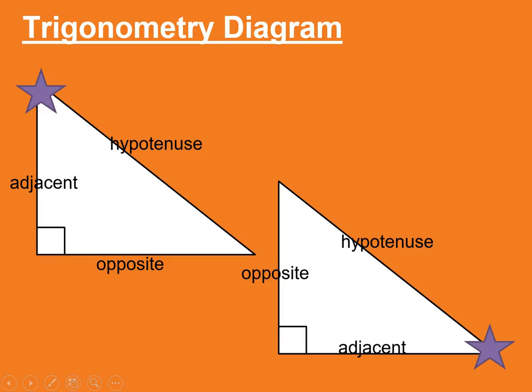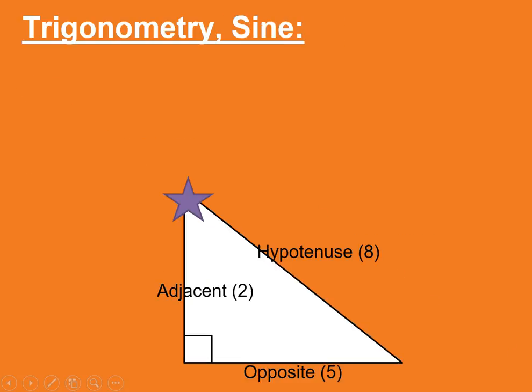So if we're doing this angle right here, this is going to be our adjacent side. Hypotenuse is obviously across from the right angle, and the opposite is across from the angle. If we're evaluating this angle, this will be your opposite, hypotenuse, and adjacent. This is important because trigonometry often asks you to find different things.